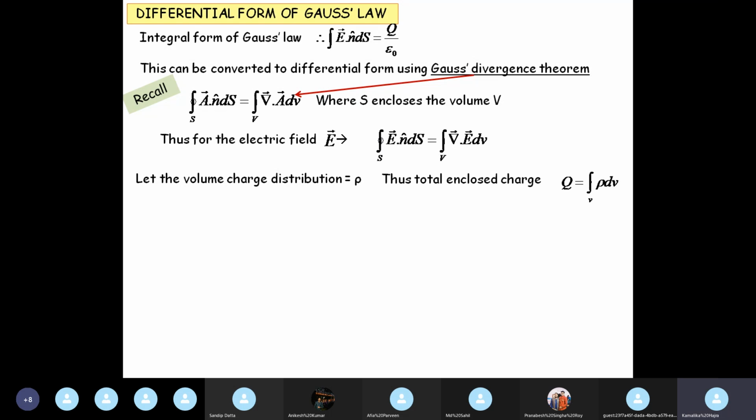So we can write the total charge that is enclosed by this volume, that is capital Q. It is the volume integral of rho dV. Because rho is charge per unit volume, so rho is Q by V. Now V, the total volume, is basically the integral of dV. So we can write Q equal to the integral of rho dV.